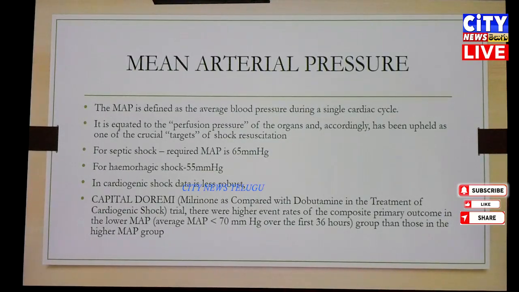So mean arterial pressure, we know in septic shock it is maintained around 65, in hemorrhagic shock around 55. In cardiogenic shock there is no data, but some recent studies say it should be more than 70 mm Hg. So in a patient with cardiogenic shock, we should try to maintain the mean arterial pressure above 70 mm Hg over the first 38 hours.